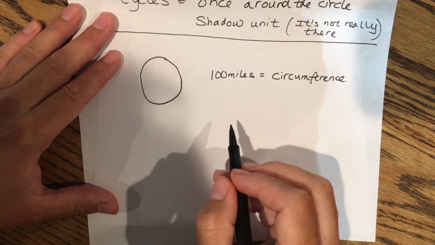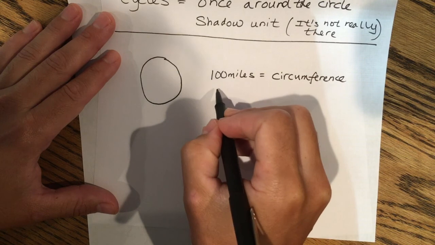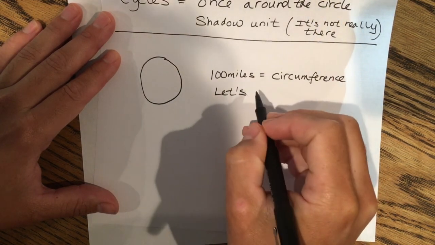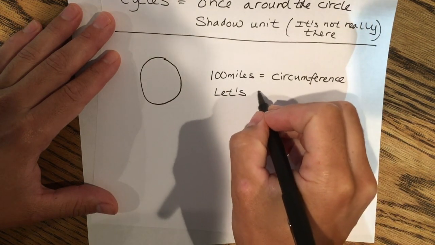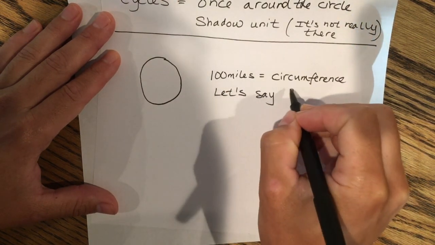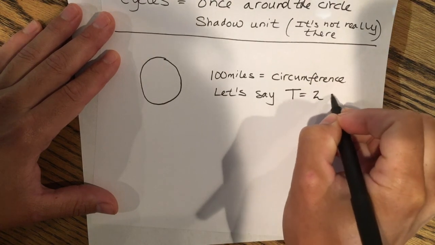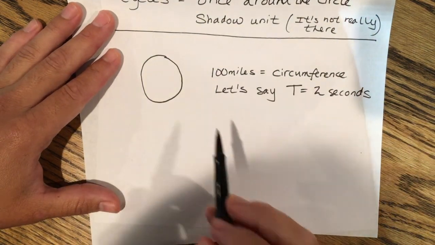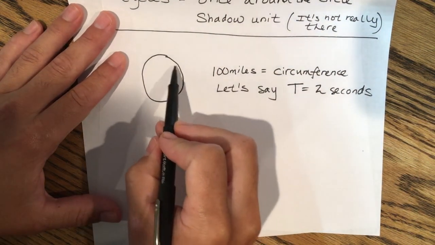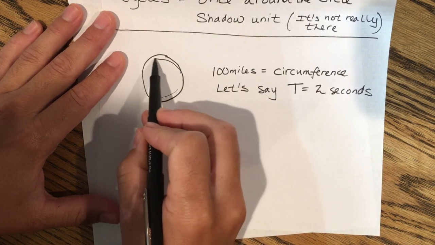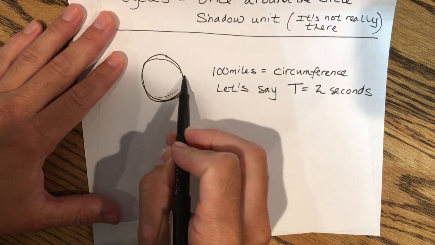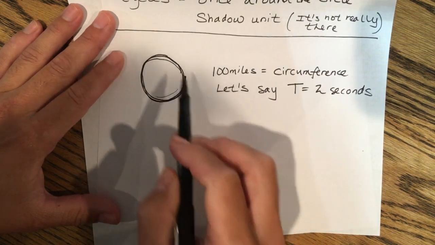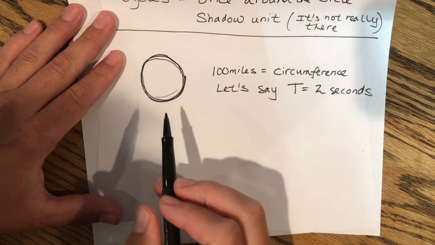And let's go ahead and say that the period, or the time it takes to get around the circle, or the time it takes for a cycle, let's say that the period is equal to 2 seconds. So it's a fast moving object. But it's going to take 2 seconds to go around once, right? Once around the circle takes a time of 2 seconds. So 1 1,000, 2 1,000, and that's 100 miles right there.